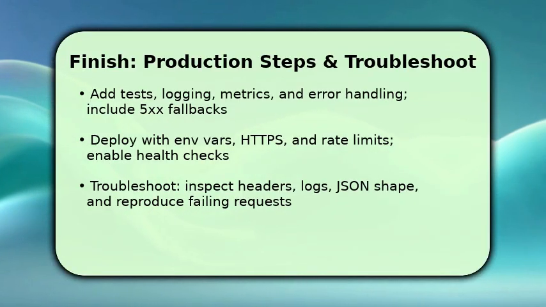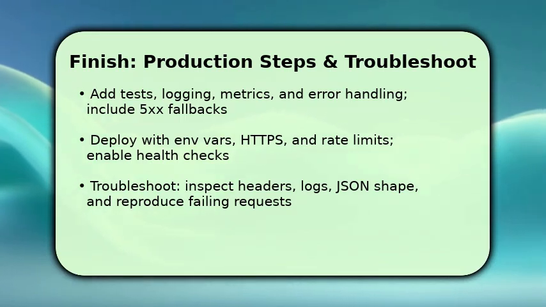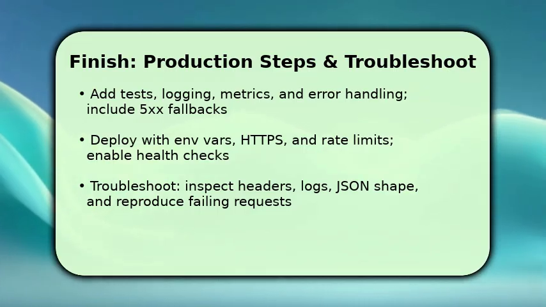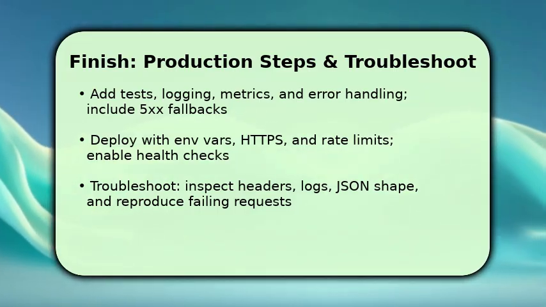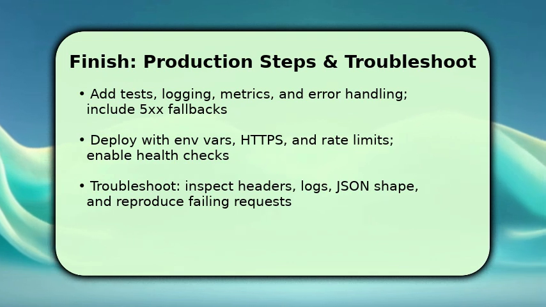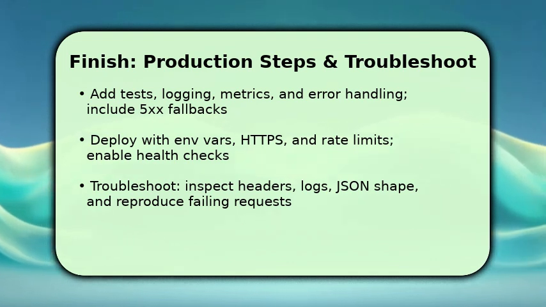If something breaks, reproduce the failing request, inspect response headers and body shape, check server logs for stack traces, and confirm middleware order hasn't altered JSON output. Once you fix the root cause, rerun tests and redeploy. Make sure clients get consistent, documented responses.